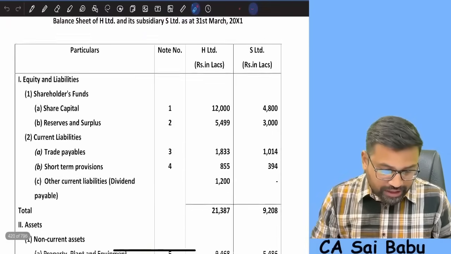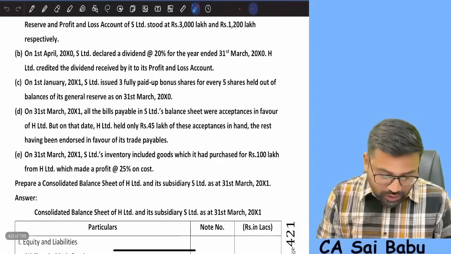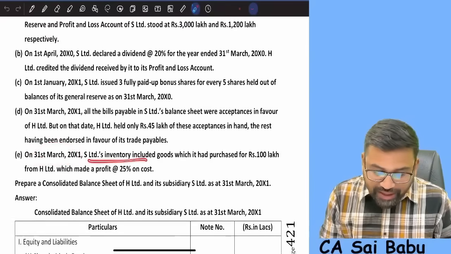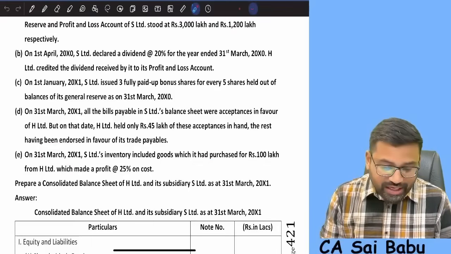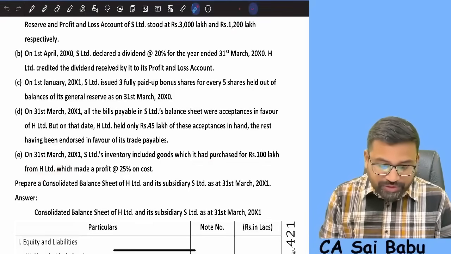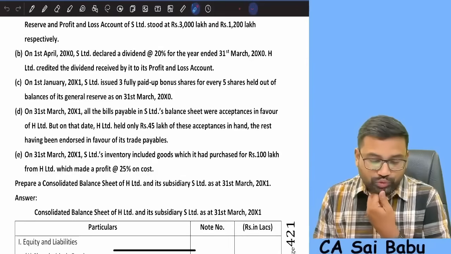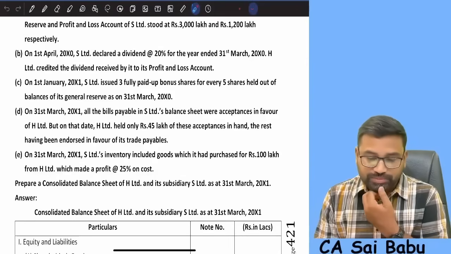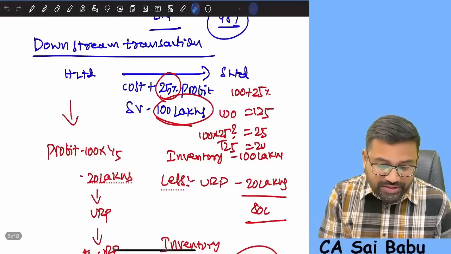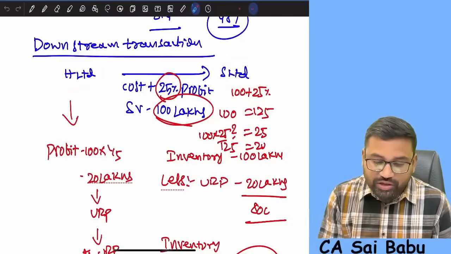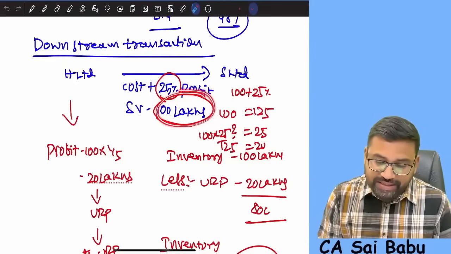Question number 10. In this question, sir, on 31st March 2011, S Limited inventory, that means subsidiary company inventory, included goods which it had purchased for 100 lakhs from H Limited, which made a profit of 25% on cost. That means here who sold goods to whom, sir? Parent sold goods to subsidiary. So parent company sold goods to subsidiary, sir. See this, H Limited sold goods to S Limited at cost plus 25% profit. So the sale value is 100 lakhs, sir.